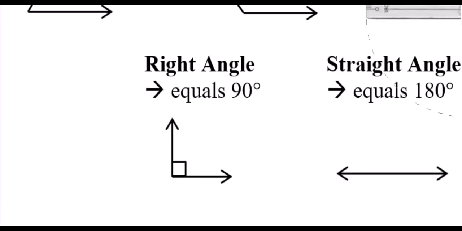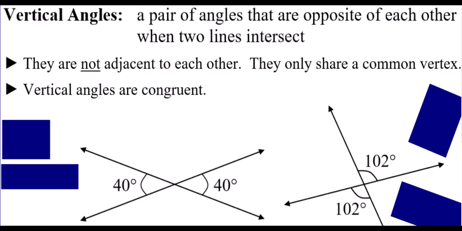I would like to point out straight lines make straight angles, always equal to 180 degrees. And anytime you see a little square in the corner of an angle, I guarantee you that is a 90-degree angle, which we call a right angle. That's something to keep in mind as we move forward. All right. Let's get to the actual new vocabulary for these guided notes. Vertical angles. This is the first big one. There's going to be two more that are really important. Vertical angles are a pair of angles that are opposite of each other when two lines intersect.